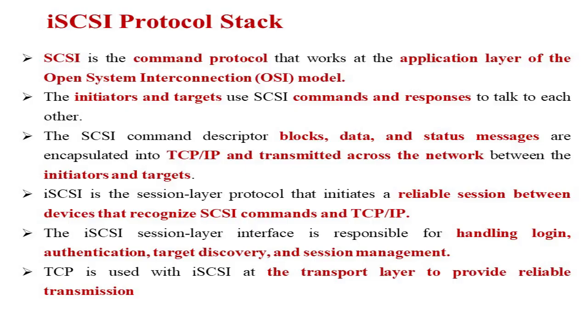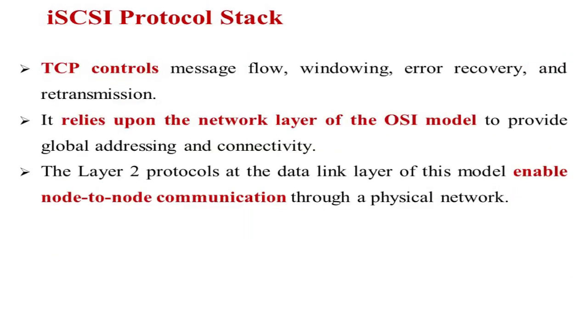TCP is used with iSCSI at the transport layer to provide reliable transmission. TCP controls message flow, windowing, error recovery, and retransmission. It relies upon the network layer of the OSI model to provide global addressing and connectivity. The layer 2 protocols at the data link layer of this model enable node-to-node communication through a physical network.